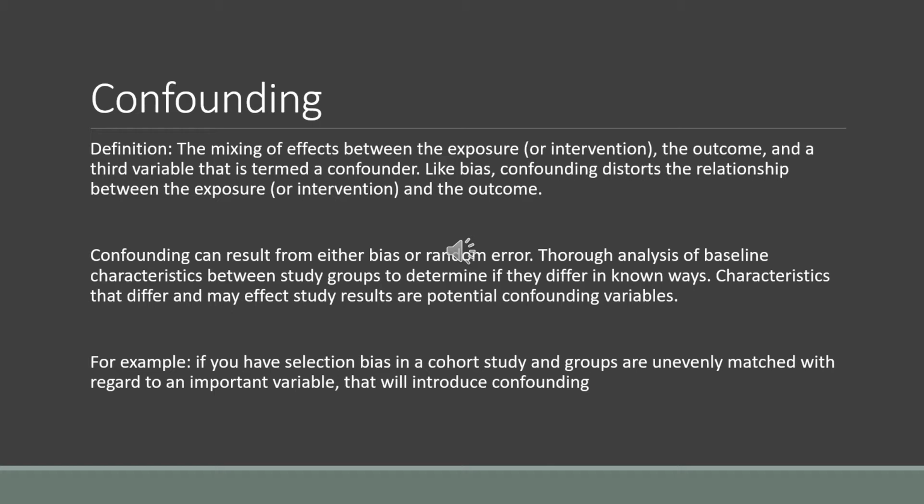Thorough analysis of baseline characteristics between groups is essential to determine if they differ in known ways. Characteristics that differ and may affect study results are known as potentially confounding variables. For example, if you have selection bias in a cohort study and the groups are unevenly matched with regard to an important variable, this may produce confounding. So we'll always look at the baseline characteristics between groups.